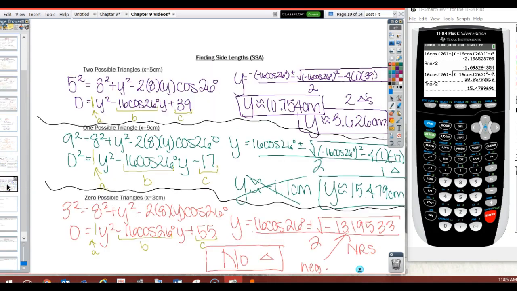Okay, this is a little bit tougher of a way to prove 2, 1, or 0 triangles just because this math looks a little bit uglier. However, if you were asked to find the side length of y, this is the method that you would want to use. In the next video, we're going to use the law of sines to prove how many triangles. That method might be a little bit easier if your task is to prove how many, but again, if you're trying to find side lengths for y, you're going to want to use this method.